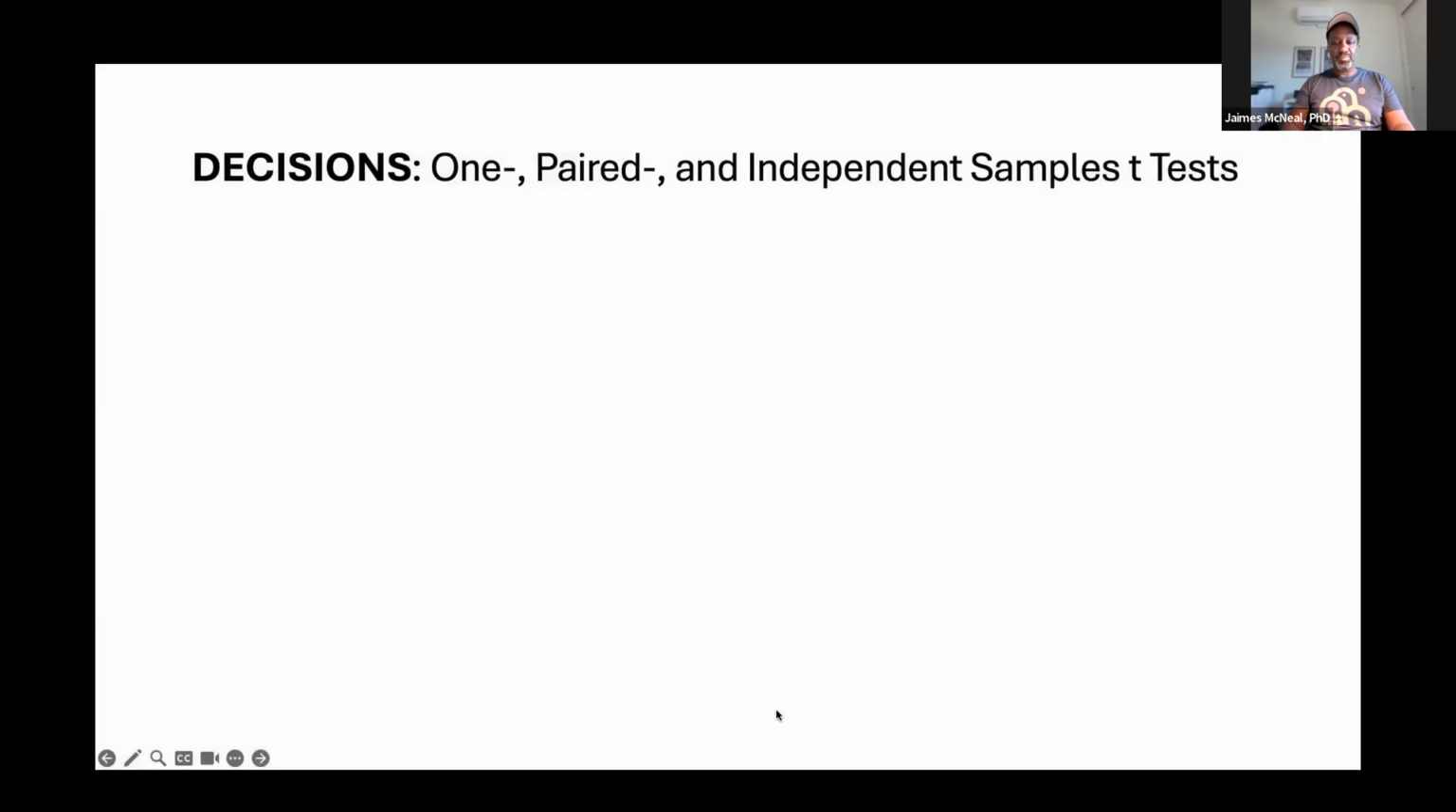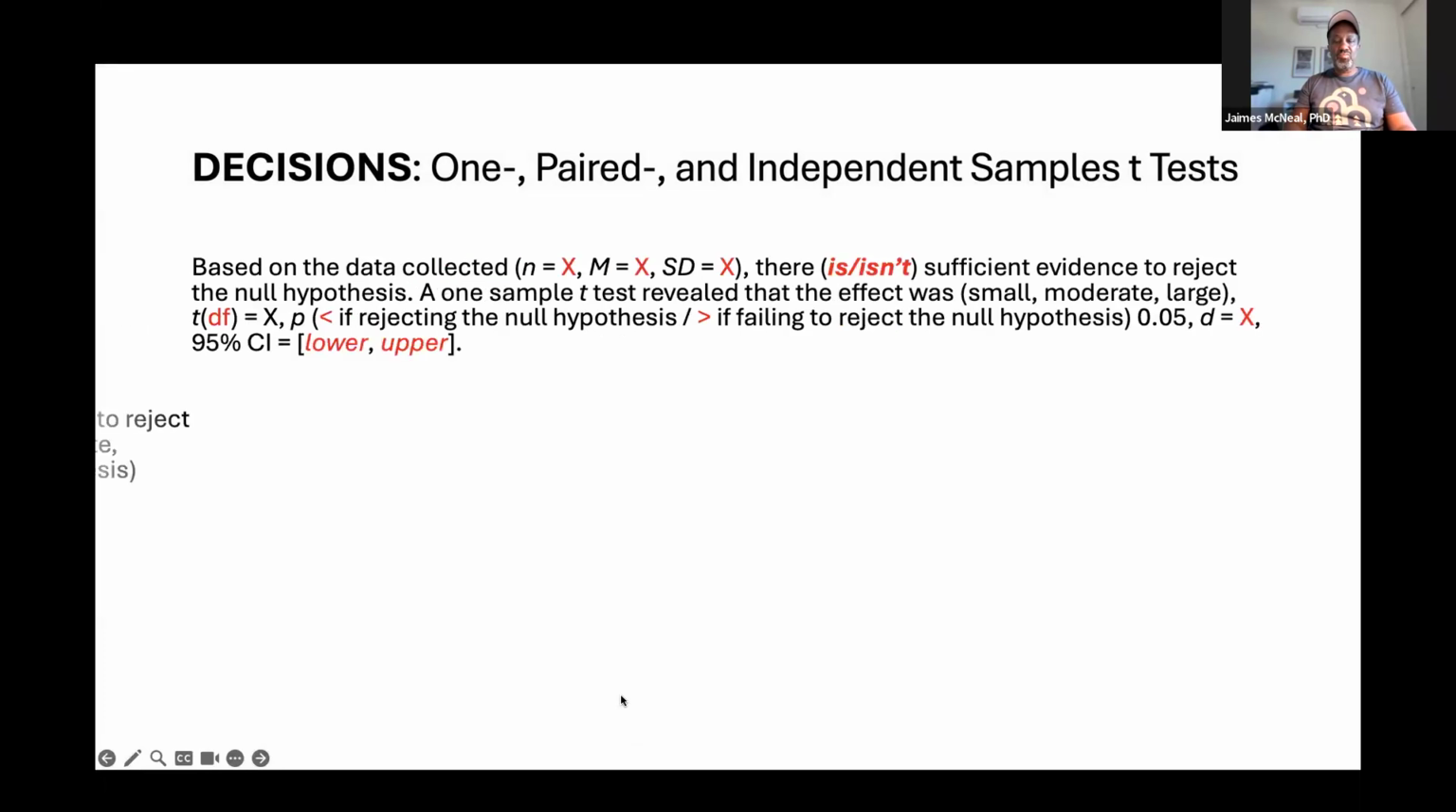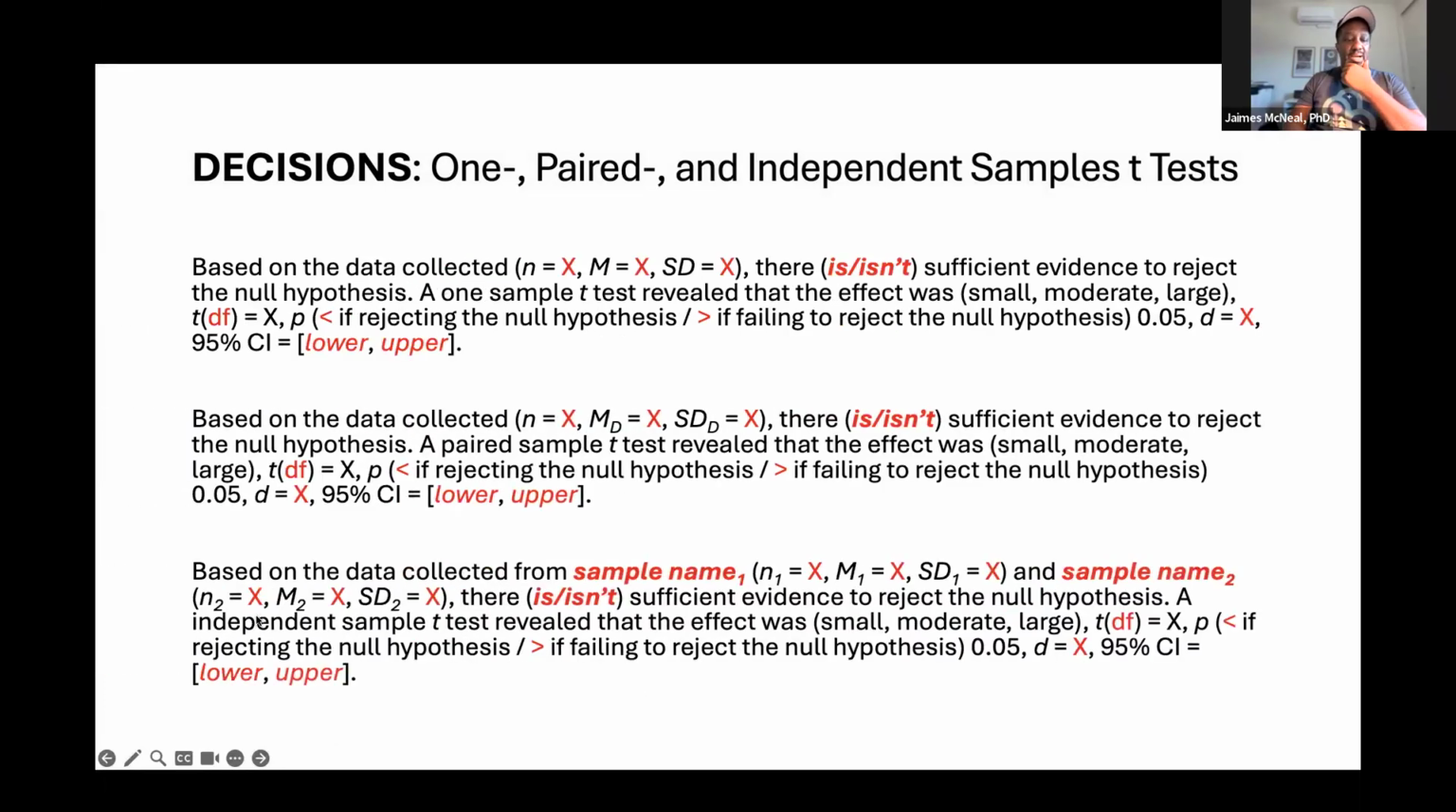Let me highlight that for you. Here we're talking about a one sample. Here we're talking about a paired sample. And here we're talking about an independent sample. But everything else pretty much is the same. Even had to correct a couple things.